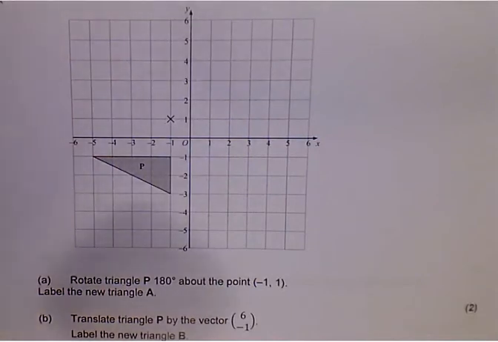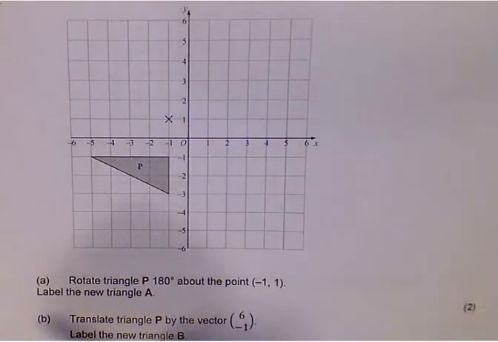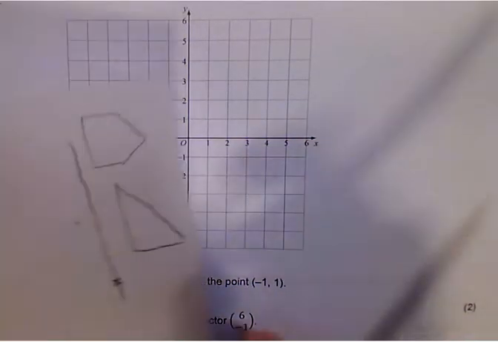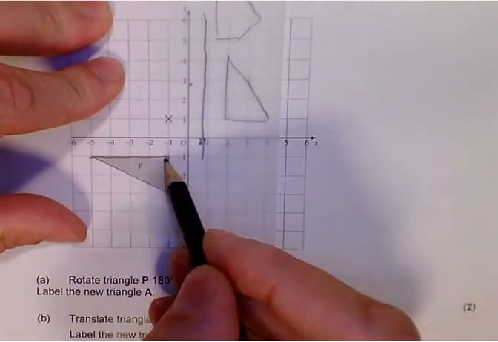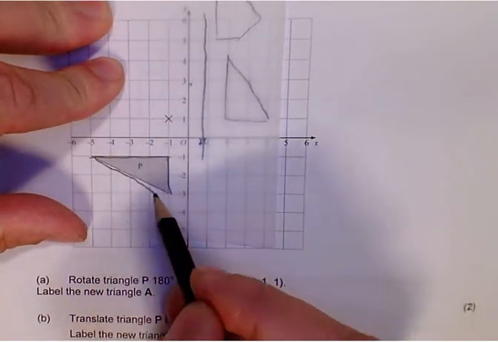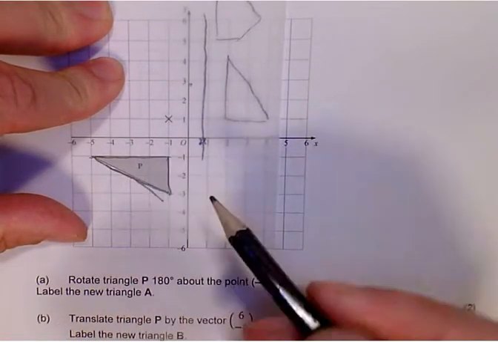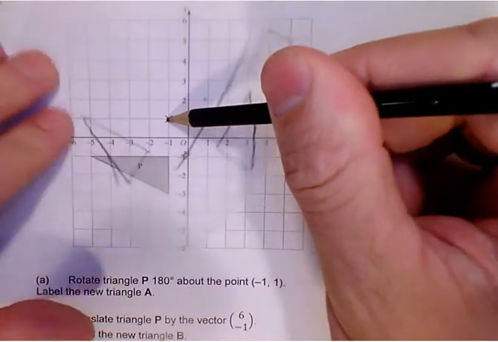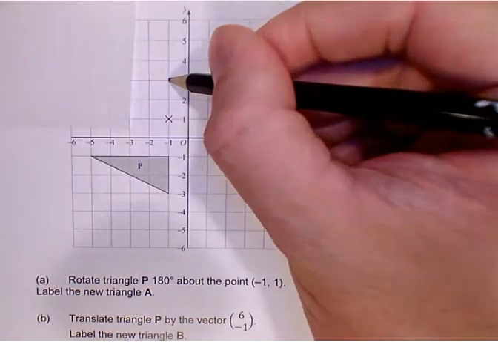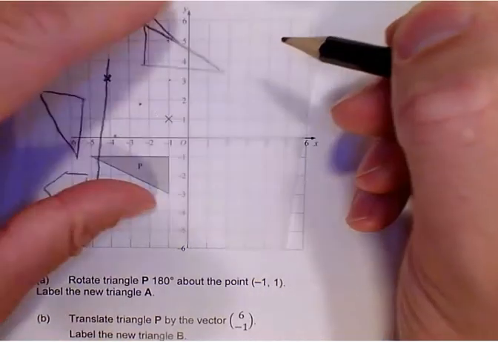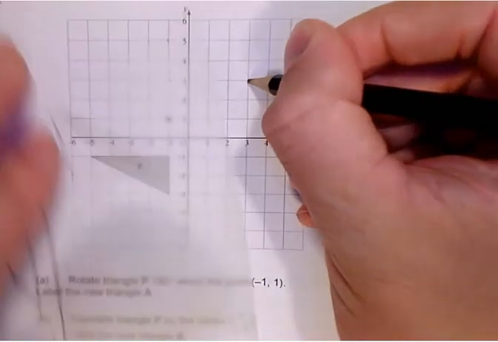Question says rotate triangle P 180 degrees around the point -1, 1. That's actually helpfully been marked on there for us. Label new triangle A. So tracing paper, draw it out. Oh, come wrong there. Point on there, 180 degrees, comes to there. And the last point is there.